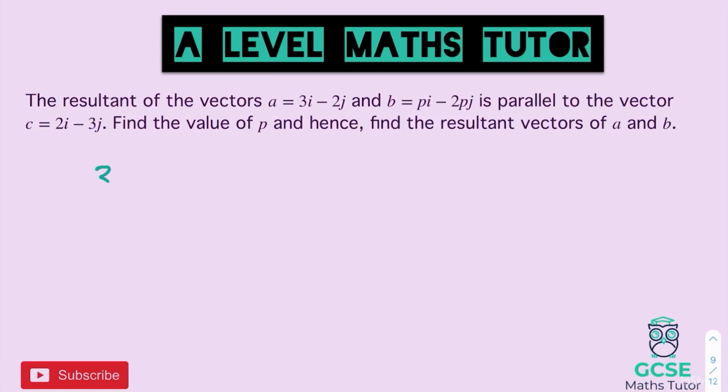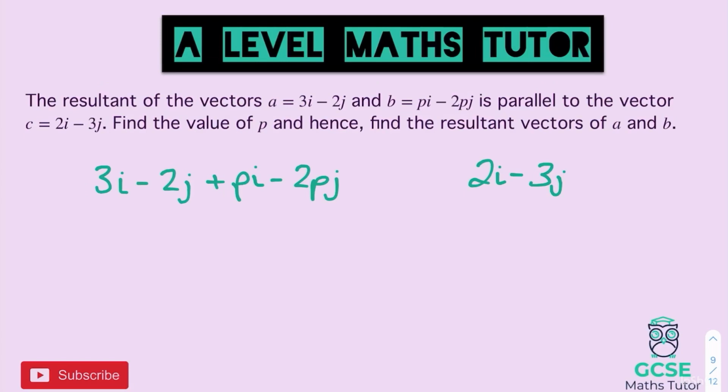Well, we get 3i minus 2j, which is our vector a, and we're going to add that to our vector b, which is pi minus 2pj. And it says that that is parallel to the vector 2i minus 3j. So let's write that down over here. So 2i minus 3j is the vector that it's parallel to. Okay, so moving on from here then.